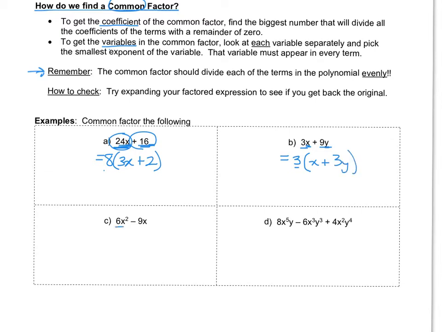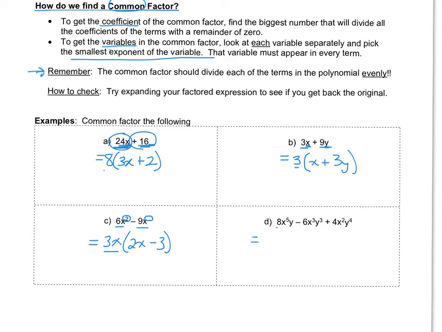All right, looking at the next binomial here. 6 and 9 have 3 in common. 3 can divide both, and they both have x. I have an x to the 2 and I have an x to the 1. I always want the smallest exponent of the variable. So x to the 1 is the smallest. And now 6x squared divided by 3x would be 2x. A minus 9x divided by 3x would be minus 3. Or think about, what do I need to multiply 3x by to get the 6x squared and the minus 9x? And it's the 2x minus 3 there.